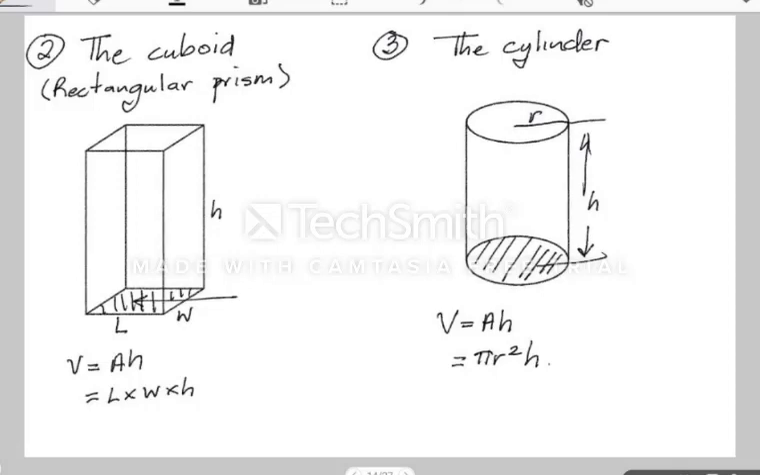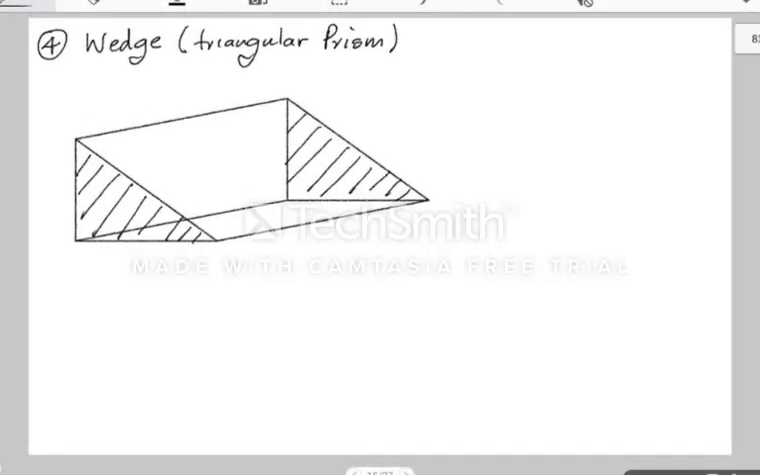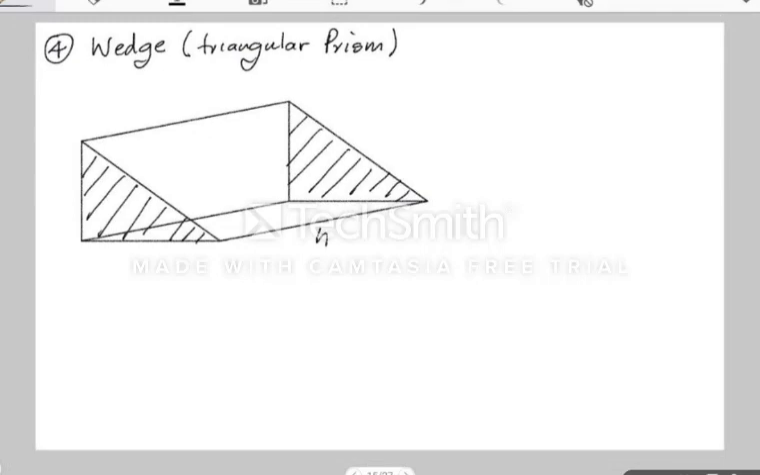In the case here with the wedge, the uniform cross section is this triangle, the same triangle at the other end. So this is the uniform cross section. Here is the height. This length here would be the height. And again, volume would be equal to A times H.